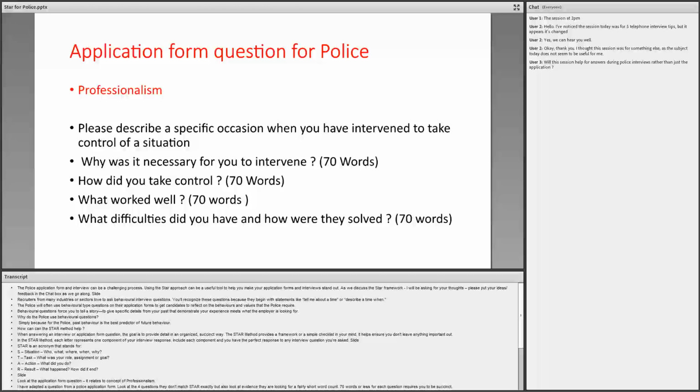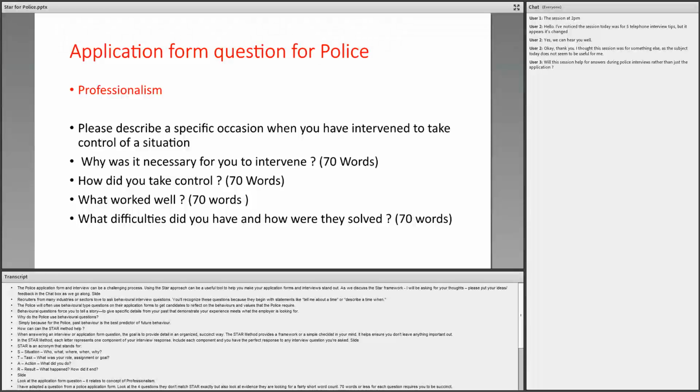Okay, as you can see, I've actually adapted this question from a real police application form. And as you look at the questions, you'll see that they don't match STAR exactly. But by using STAR and thinking about STAR, you should be able to use those 70 words to be succinct and give a good example.